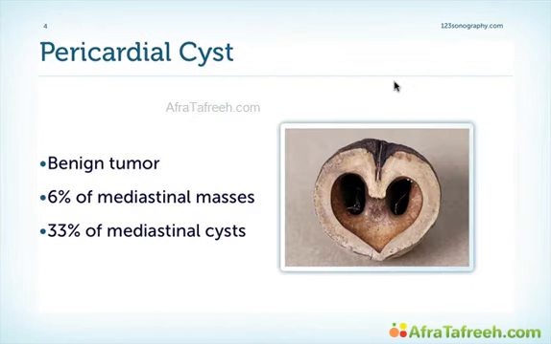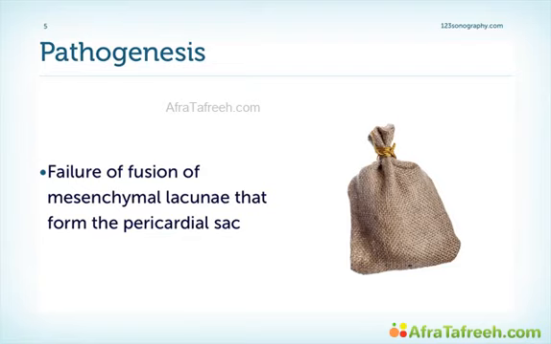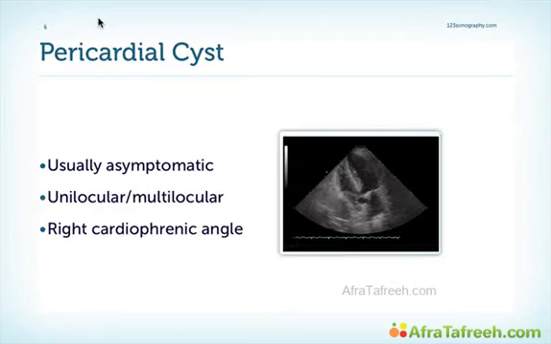Pericardial cysts are fairly uncommon benign tumors which represent approximately 6% of mediastinal masses and 33% of mediastinal cysts. They are believed to form because there is failure of fusion of mesenchymal lacunae that form the pericardial sac. They contain clear serous fluid and are usually asymptomatic unless they are very large and cause compression of neighboring structures.